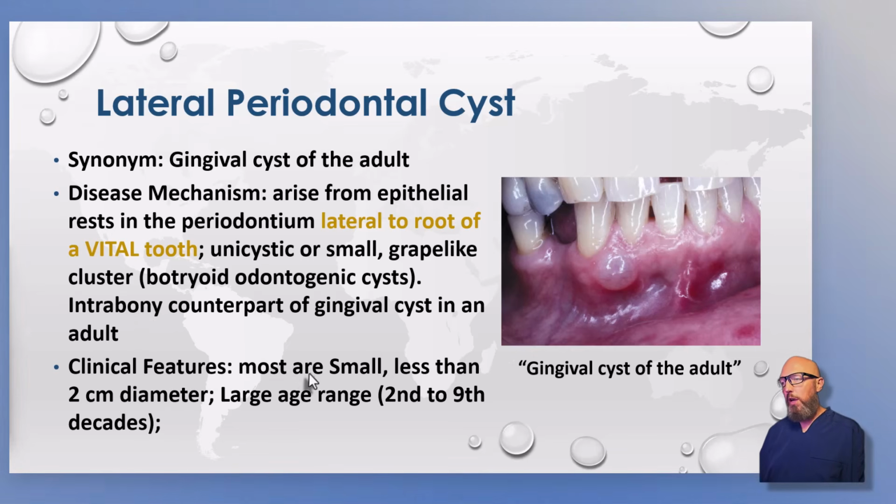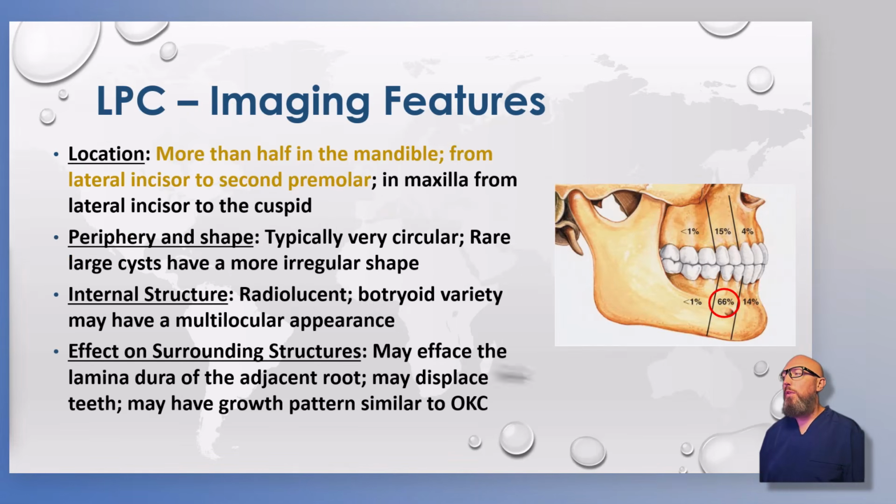And these occur over a large age range. Again, you'll notice a theme in these lectures that a lot of these things you differentiate more by location than you do by age, because they can occur over a large patient population. More than half of them are going to be in the mandible, from the lateral incisor to second premolar. If you notice this diagram, about 66% of them are on the mandibular premolars, or somewhere around there, maybe in the mandibular anterior. Occasionally the maxillary premolar, but it's much less often in these posterior locations, less often in the anterior maxilla.